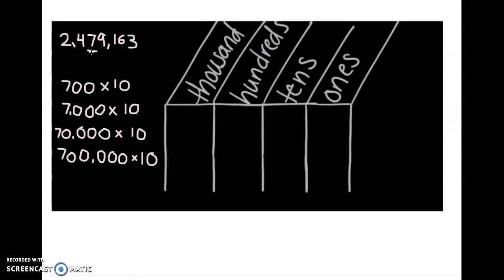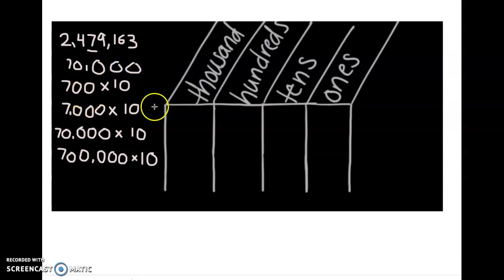number. So remember, if we break down this number and put it in expanded form, it would be 2 million plus 400,000 plus 70,000 plus 9,000 plus 100 plus 60 plus 3. So the value of that 7 in the 10,000s place is 70,000. So which of these expressions right here will give me 70,000?